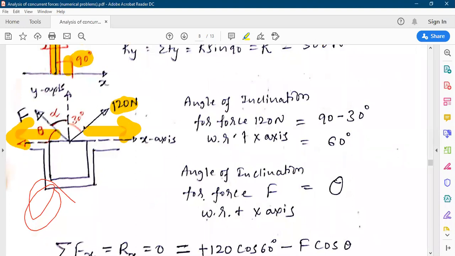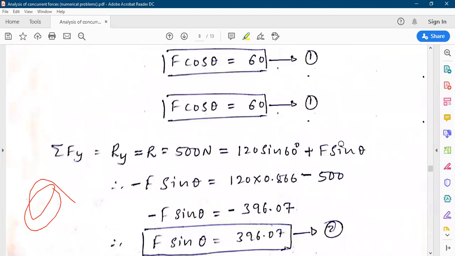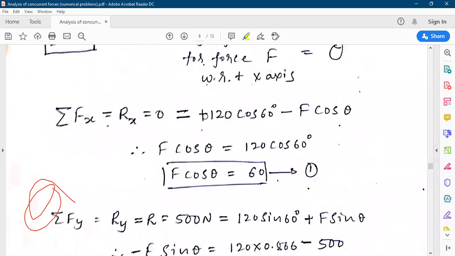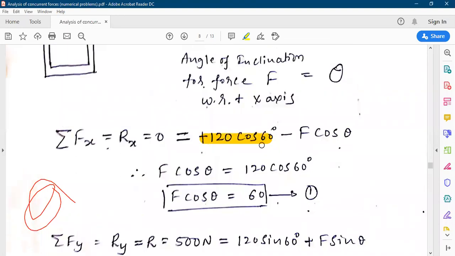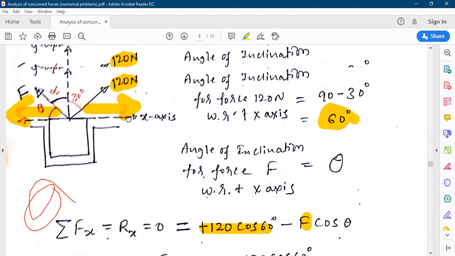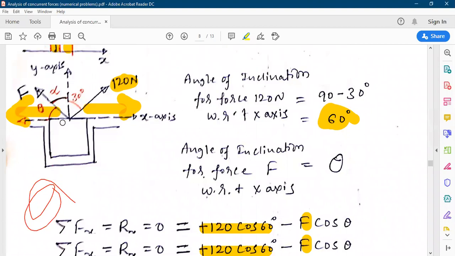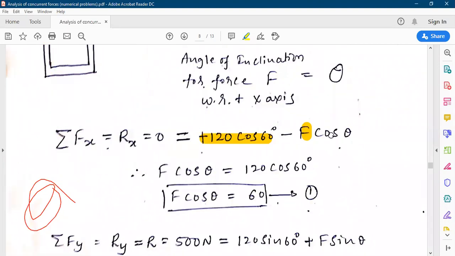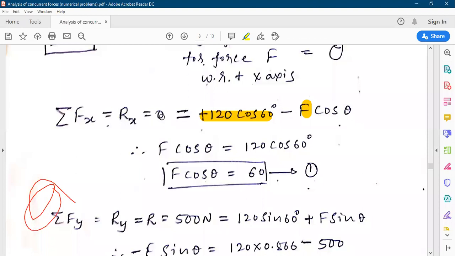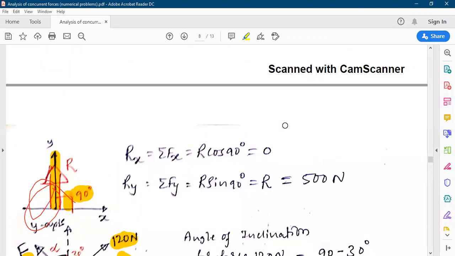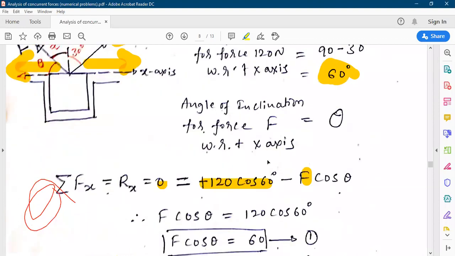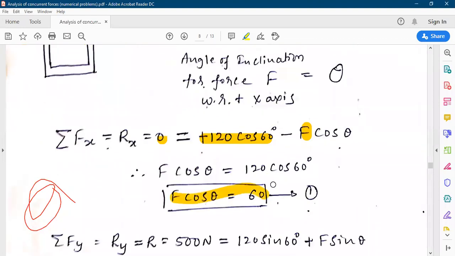It is 120 cos 60. The angle with respect to x axis is positive. X component will be equal to 120 cos 60. So this is the x component of force 120 kilonewton. Similarly, unknown force F, its x component will be acting leftwards. The angle with respect to x axis is theta here. So 120 cos 60 minus F cos theta will be equated to 0 because Rx is equal to 0 here. So equating, we get one equation: F cos theta is equal to 60.